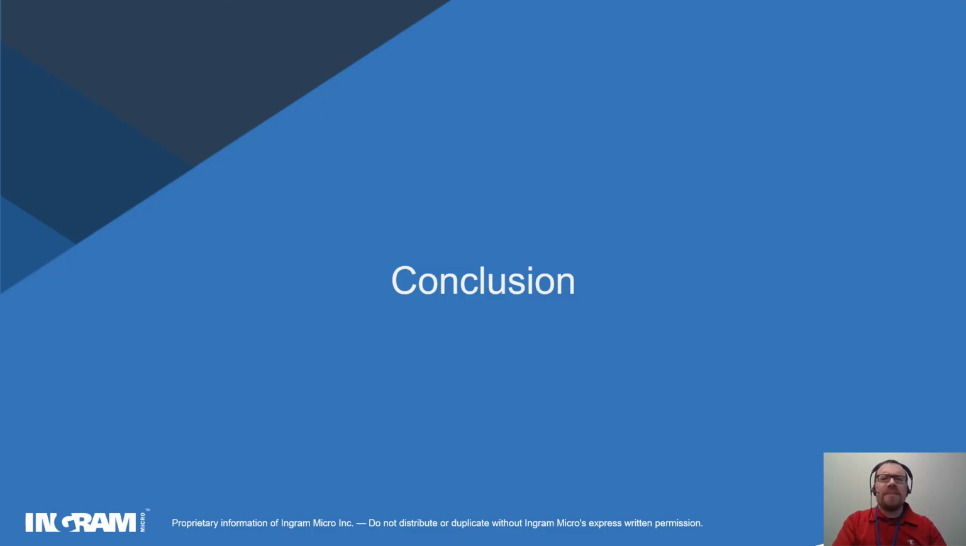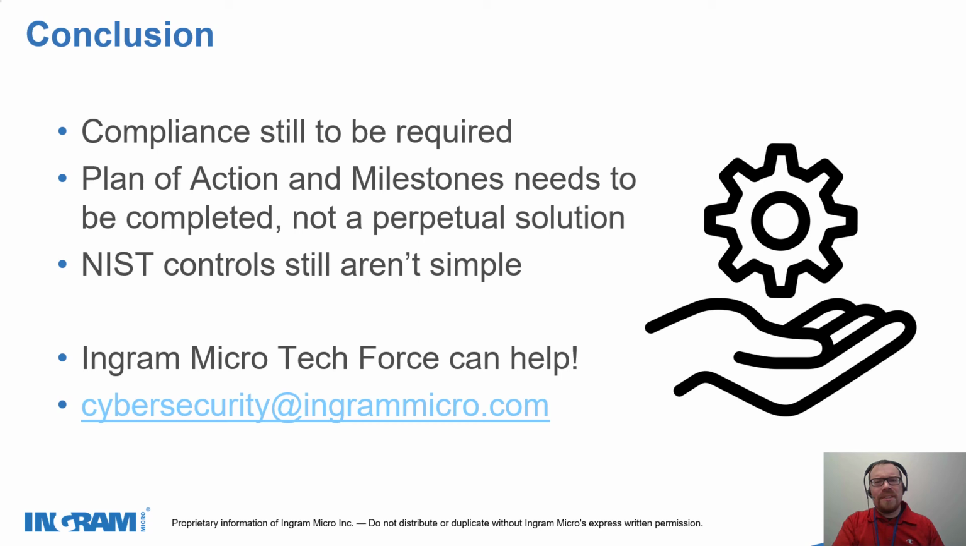So, conclusions on this. First thing you do need to know is that compliance is still going to be required. Yes, it's in public comment phase right now, but eventually compliance is going to be required. As I said before, your plan of action and your milestones are not a perpetual solution. These are things that need to be completed. So you've got a little bit of leeway at first, but you need to actually do this. And one thing worth noting is that while I say it's just NIST controls, these aren't simple. They're still complex things that you need to really tune in your environment and very intentionally plan out.